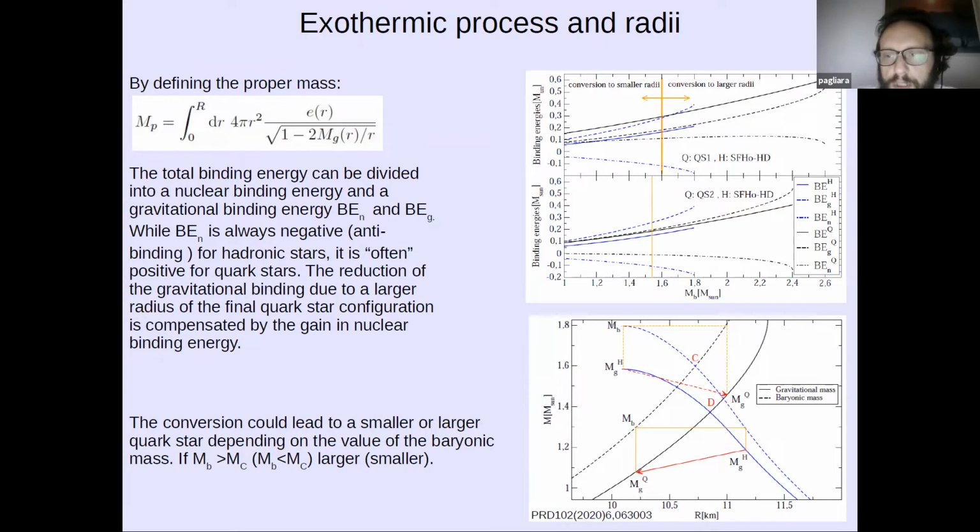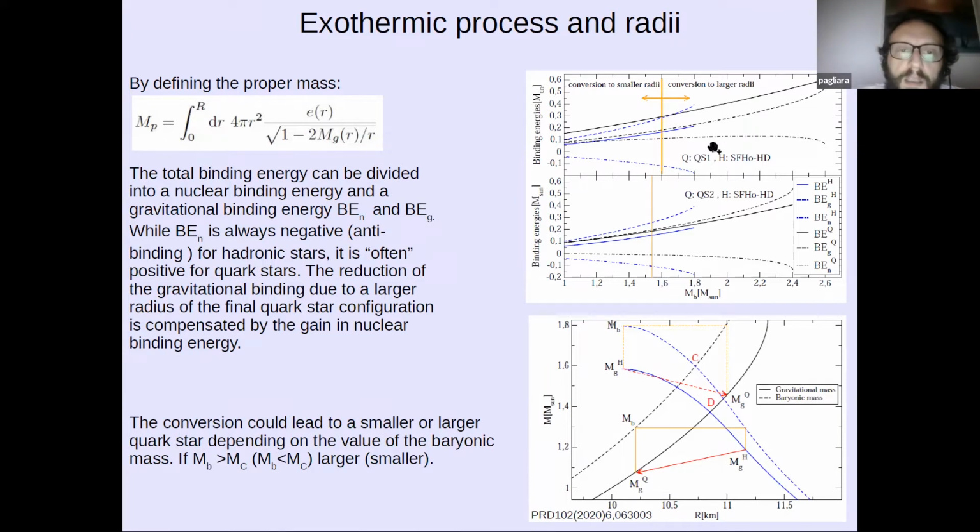When you do the calculation, you realize that the binding energy of a neutron star can be decomposed into two pieces. One is the nuclear binding energy, and the other one is the gravitational binding energy. Now, what happens in the calculations that we have shown here is that the nuclear binding energy of a neutron star is anti-binding, so it is always negative, like this blue dot-dashed line, whereas the same quantity for a quark star is actually positive, so it's binding. And this is due to the fact that neutron matter is not bound, whereas strange quark matter is actually bound.